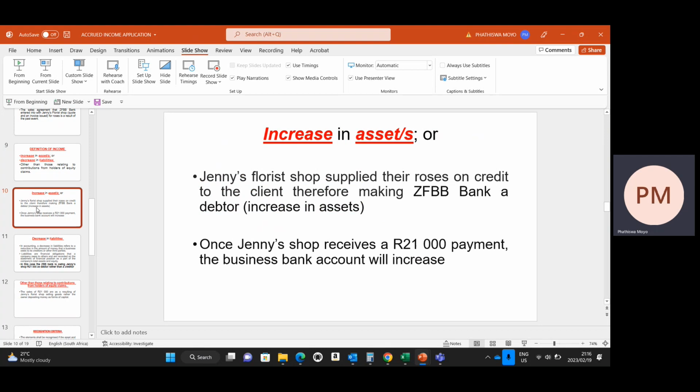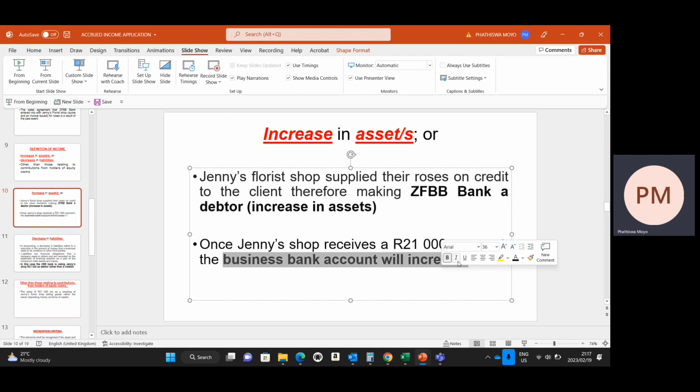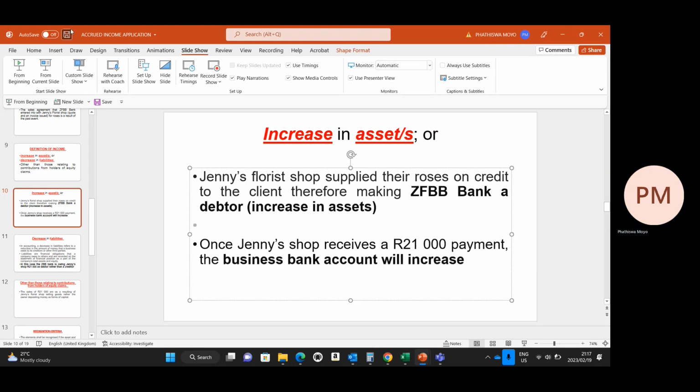Jenny's florist shop supplied their roses on credit to the client, therefore making ZFBB Bank a debtor. So it increases the assets. Once Jenny's shop receives the 21,000 payment, the bank account will increase. So guys, you must write these things in this nice fashion.